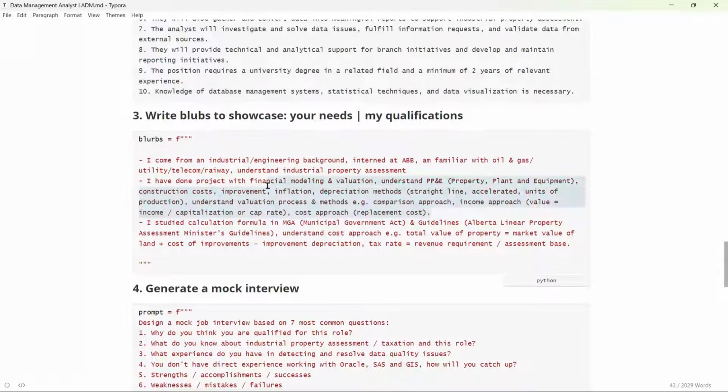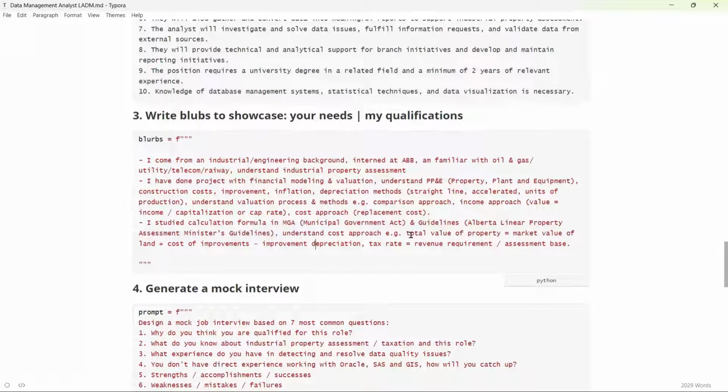So this is quite a bit of domain knowledge, and it's not hard to get this information if you have a mentor from the industry. And so three approaches: comparison approach, income approach, and cost approach. This is based on replacement cost. And I studied the calculation formula in the MGA, Municipal Government Act, and the Guidelines, Alberta Linear Property Assessment Minister's Guidelines. So this was taken from the requirements. I understand cost approach.